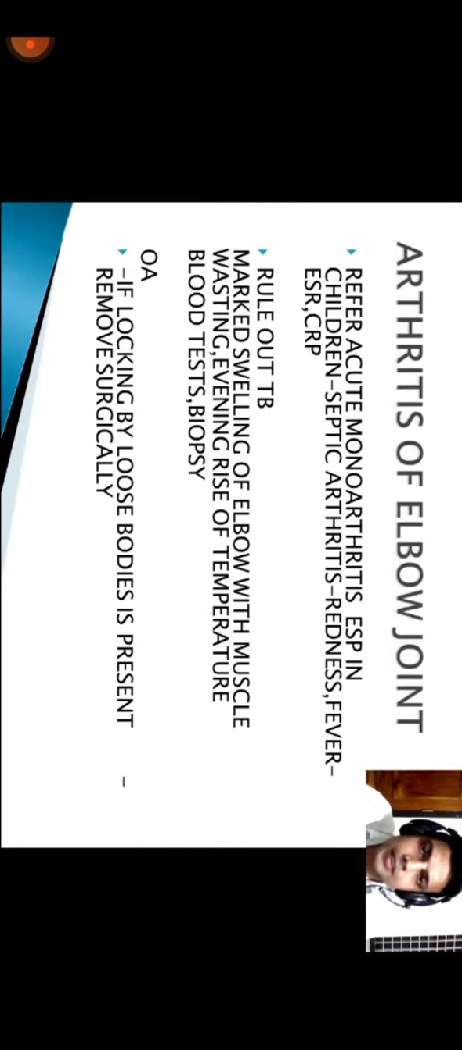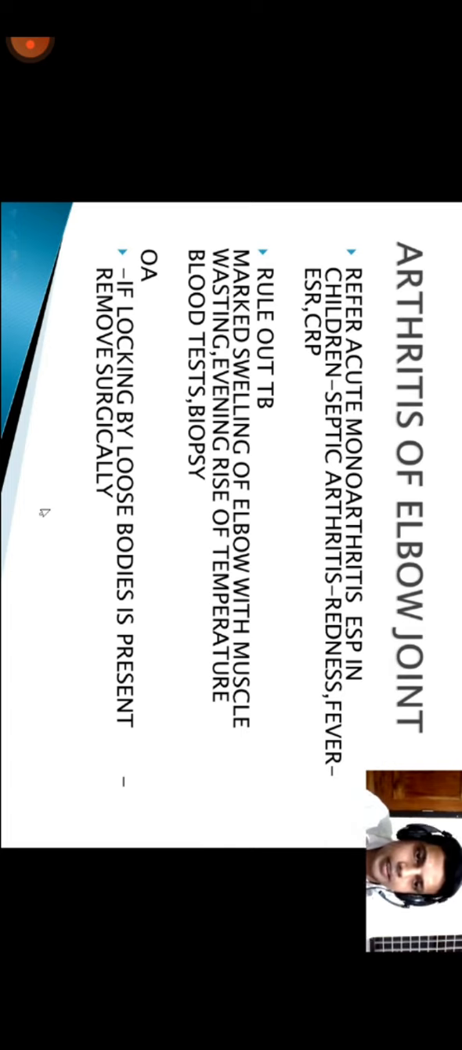Then coming to arthritis of the elbow joint. Refer acute monoarthritis, especially in children, because it may be septic arthritis. If it is septic arthritis, the clinical features are redness and fever, and we should do a blood test in this condition. ESR above 80 and CRP above 20 will be there, and refer the case, because septic arthritis needs antibiotic treatment. It is difficult to manage by our conservative method.